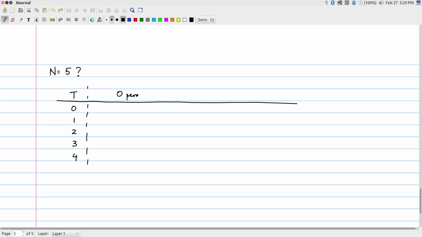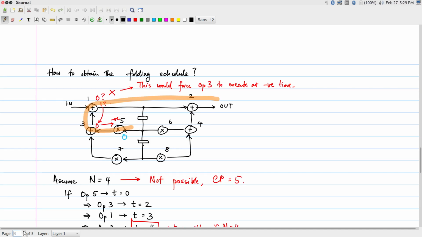Okay, so what do we do? Let's assume n equal to 5. What does this correspond to? I'm just going to put down a time chart over here, where I put t equal to 0, 1, 2, 3 and 4, and put down the operations over here. Let's go back and look at this. What I can see is operation 5 can be run at time equal to 0. No problem with that.